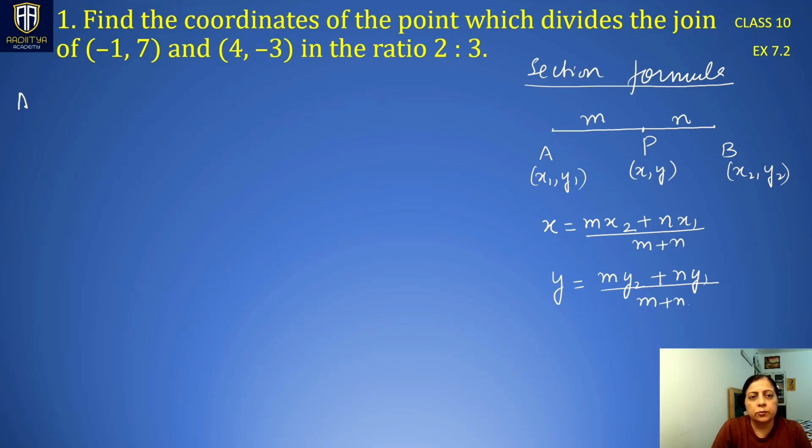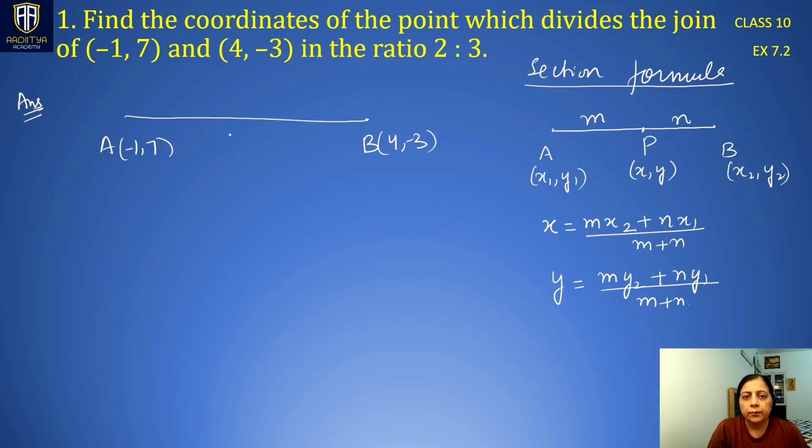So now I am starting with this question. Find the coordinates of the point which divides the join of A, which is -1, 7, and B, which is 4, -3. P is the point which divides this line segment in the ratio 2:3. So we have to find the coordinates of point P which divides line segment AB in the ratio 2:3. This is the direct application of this formula.